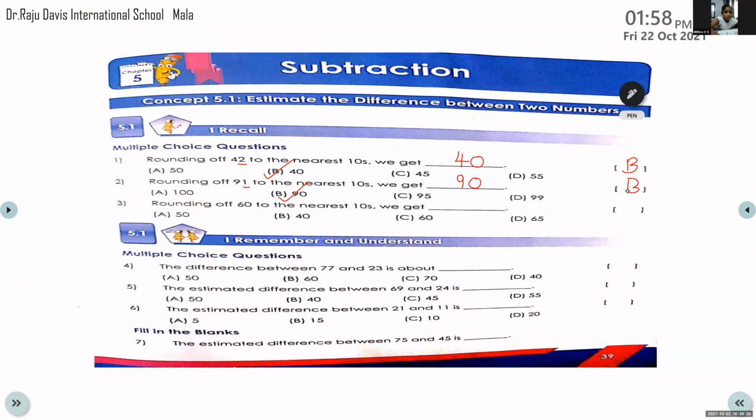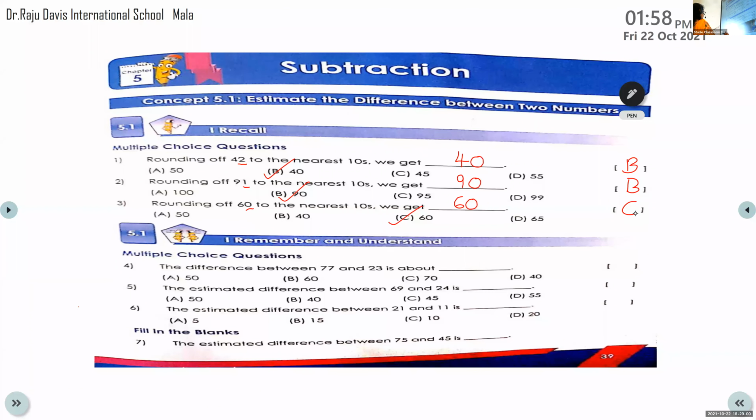Underline 0. Yes, underline 0. It comes under the first rule because 0 is lesser than 5. No changes will be there. No changes. 0 will be 0 and 6 will be 6 itself. So the answer is C. Okay, good.